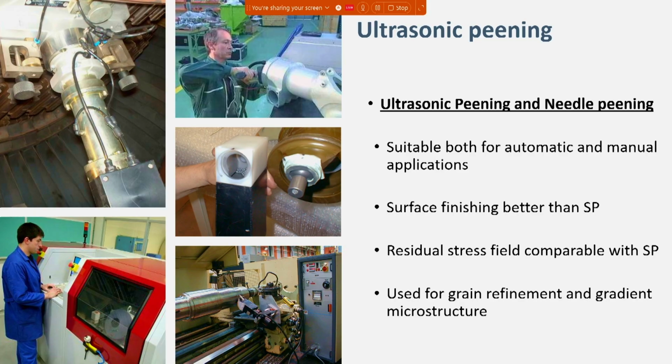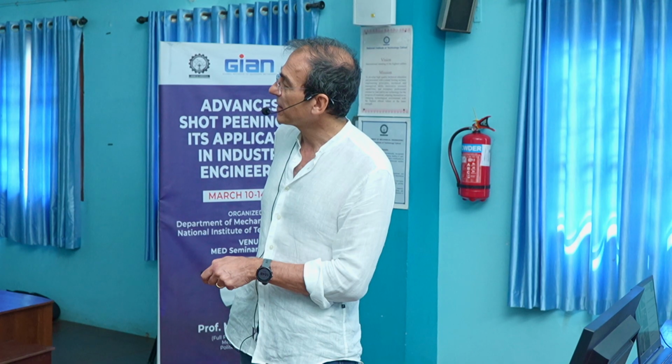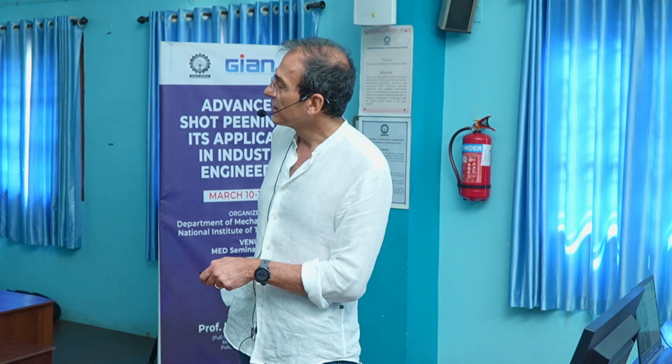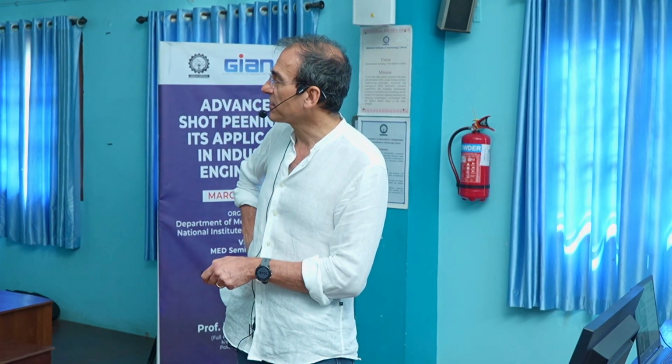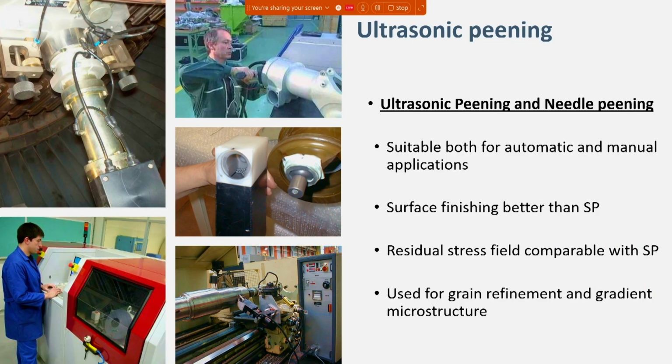In this case, it's also similar to deep rolling. We have a shaft that is turning, and the hammer, the pin, is in dynamic contact with the shaft itself. Here is an application where everything is done automatically, so there is an operator that is programming the treatment. So ultrasonic peening is suitable both for automatic and manual application.